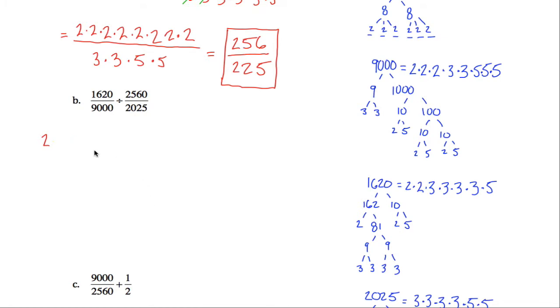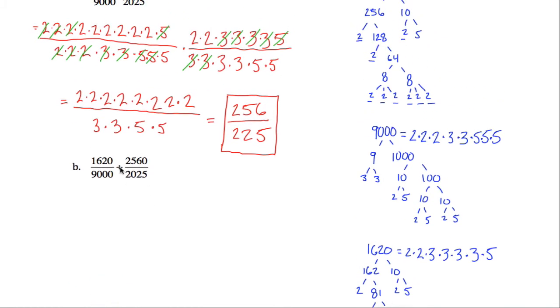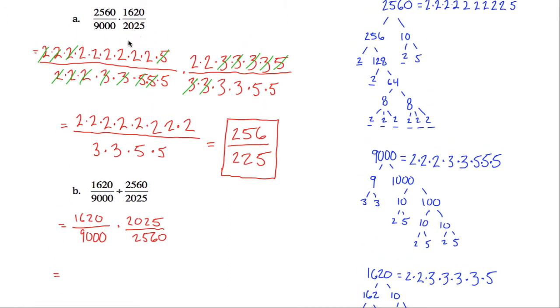Before I start this problem, I'm going to think about it. I don't like division. I'd rather make this a multiplication problem. 1620 over 9,000 divided by 2560 over 2025 is the same as 1620 over 9,000 times 2025 over 2560. The way you divide fractions is a lot like multiplying fractions, except you multiply by the reciprocal, the denominator flipped upside down. Now that I have it written like this, I can approach it like I did part A.